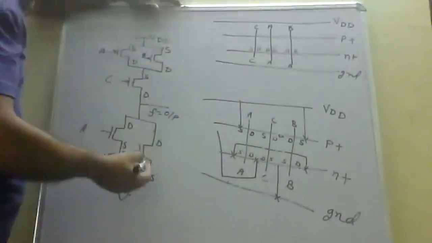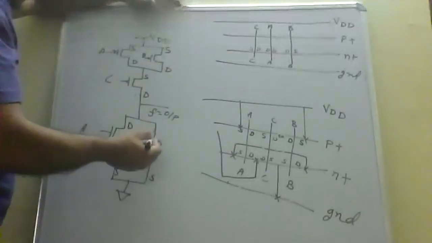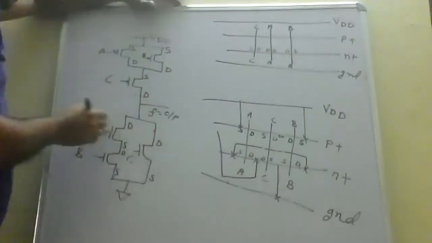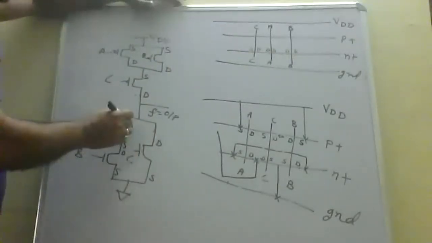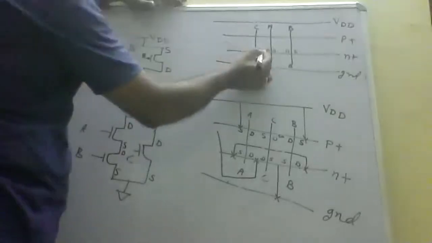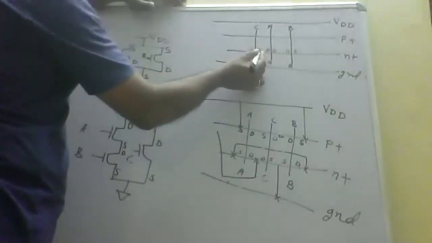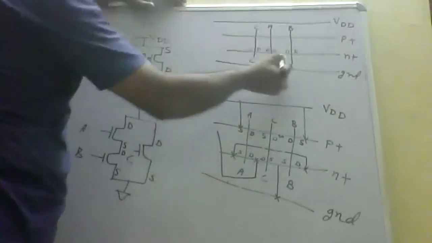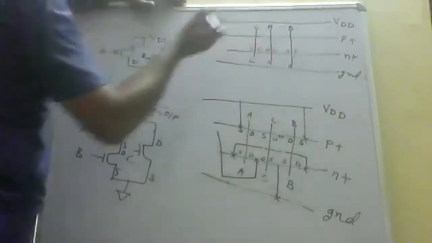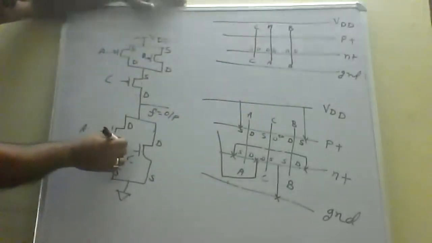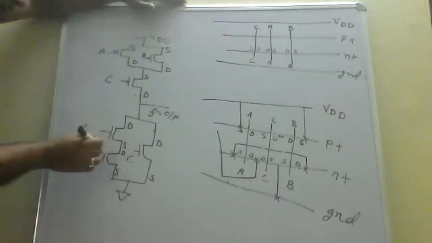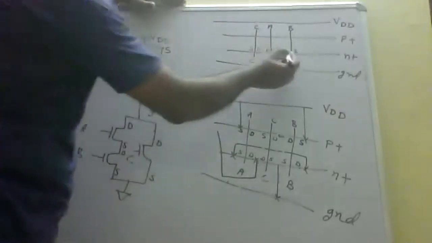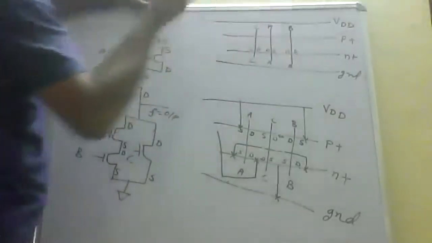How do we identify source? First we see what is common between C and A in NMOS. C and A have a common D. So these two are D. Once this is fixed, this will be source, this will be source. Now we see which is common with B. The source of A is connected with the drain of B. So this will be the drain and this will be the source.